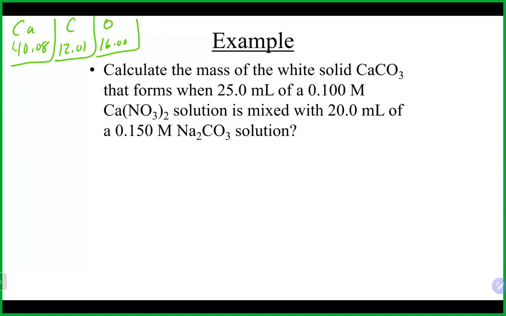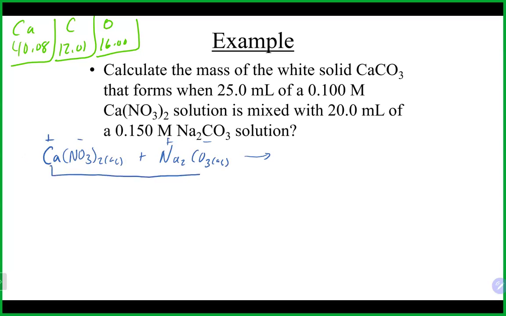We want to calculate the mass of calcium carbonate. We're mixing calcium nitrate and sodium carbonate together. So clearly we're going to need an equation. So we're going to start with our calcium nitrate, which we are then mixing with our sodium carbonate. And once again, this should set you up for a double displacement type situation. Again, the calcium and the carbonate, the sodium and the nitrate in this case.